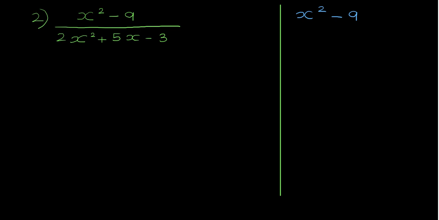To factorize the difference of two squares, I'm going to find the square root of x squared. The square root of x squared is x, and I'm going to find the square root of 9. The square root of 9 is 3. So I'm going to have x and 3. And this will be x plus 3, and this will be x minus 3. If I expand this, I will get x squared minus 9. That's how you factorize for the difference of two squares. So that's my numerator factorized.